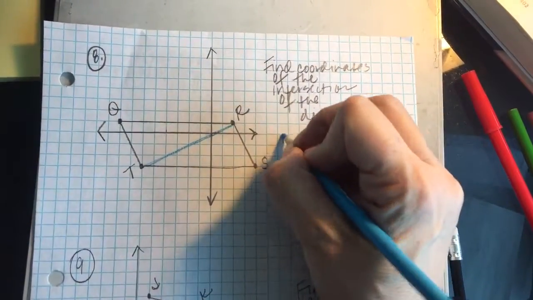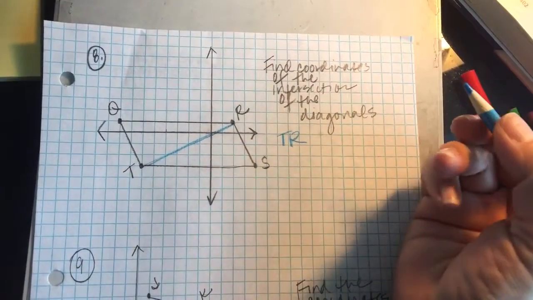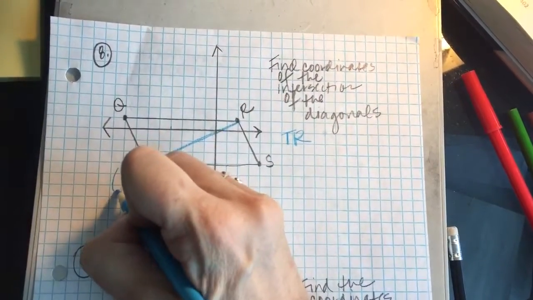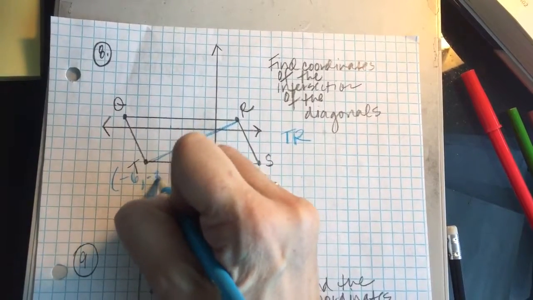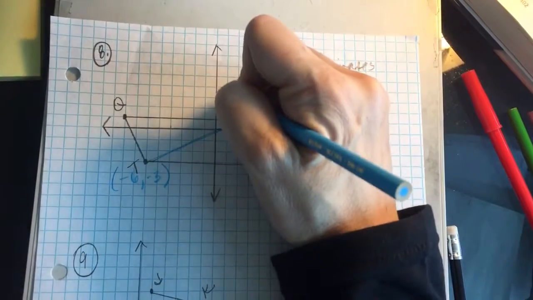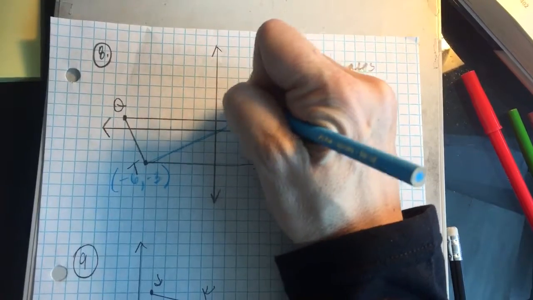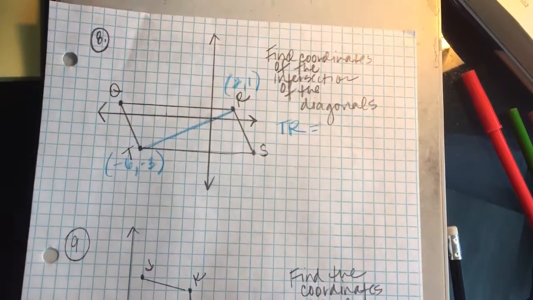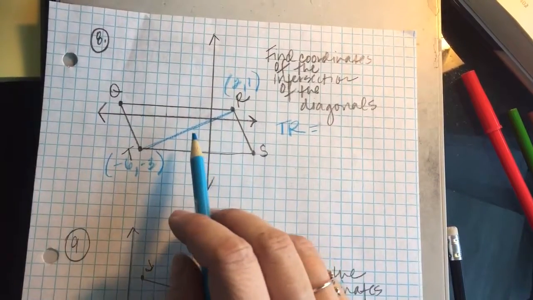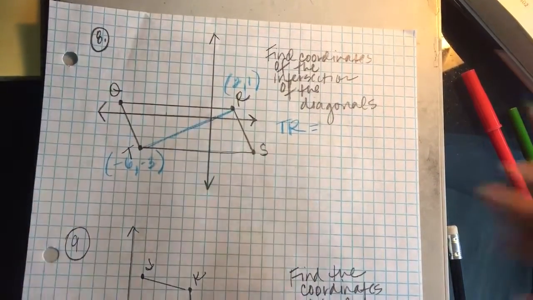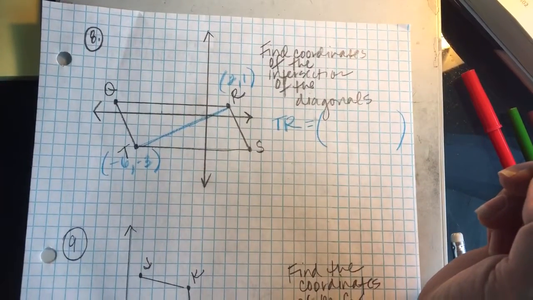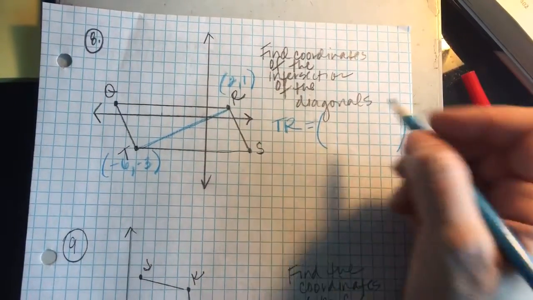So I have a diagonal TR, and I'm interested in the midpoint of TR. T's point was at -6, -3, and R is sitting at 2 and 1. And to do the midpoint of TR, and we need midpoints figured out for both diagonals because we need to show mathematically that they're the same. Yep, they want the intersection of the diagonals, good deal.